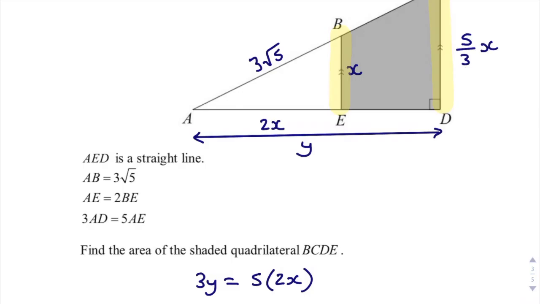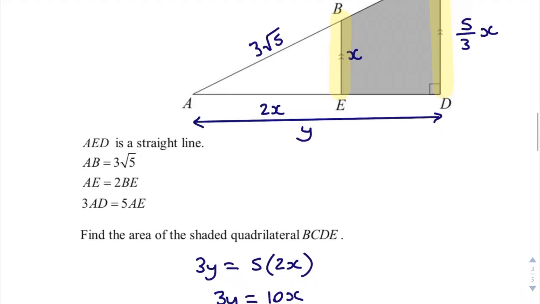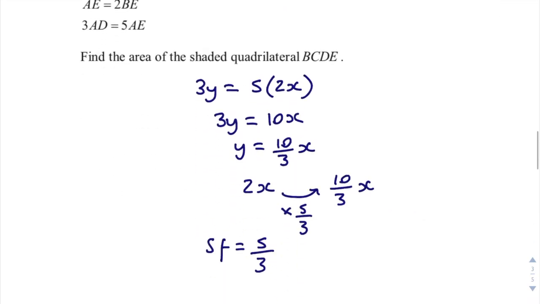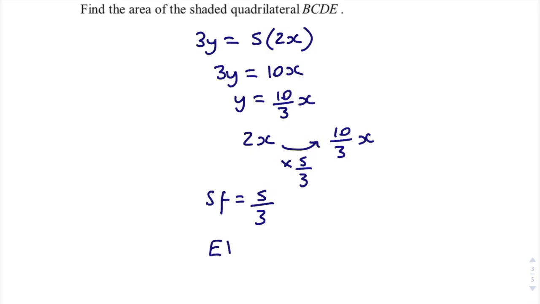Now, when we're trying to work out the area of this quadrilateral, you should be able to see that this quadrilateral is a trapezium because we've got two parallel lines which are of different lengths, and then we've got this perpendicular height which represents the base of the trapezium. Now we can work out that length ED by doing y minus 2x. Well, y is 10/3 of x, so we can say ED equals 10/3 of x minus 2x.